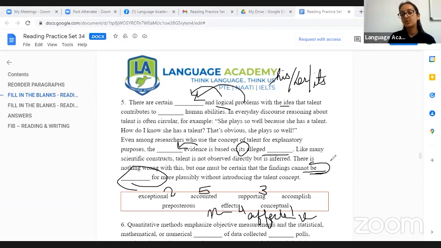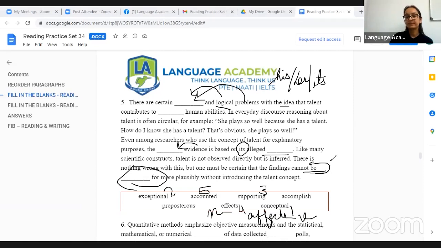Why not accomplish which blank, Neha? You can ask your doubts first for this particular question. So if you want to put human abilities, ability is not something that you accomplish. Ability is what you have. Accomplish can be used for your goals, your aims, your targets, whatever you want to achieve, that is accomplish. We don't achieve our abilities. That is why accomplish cannot come there.